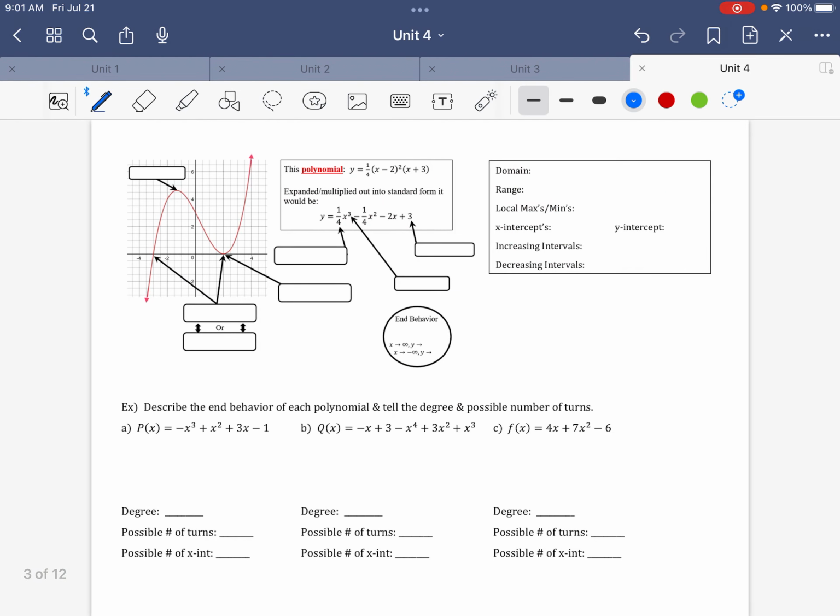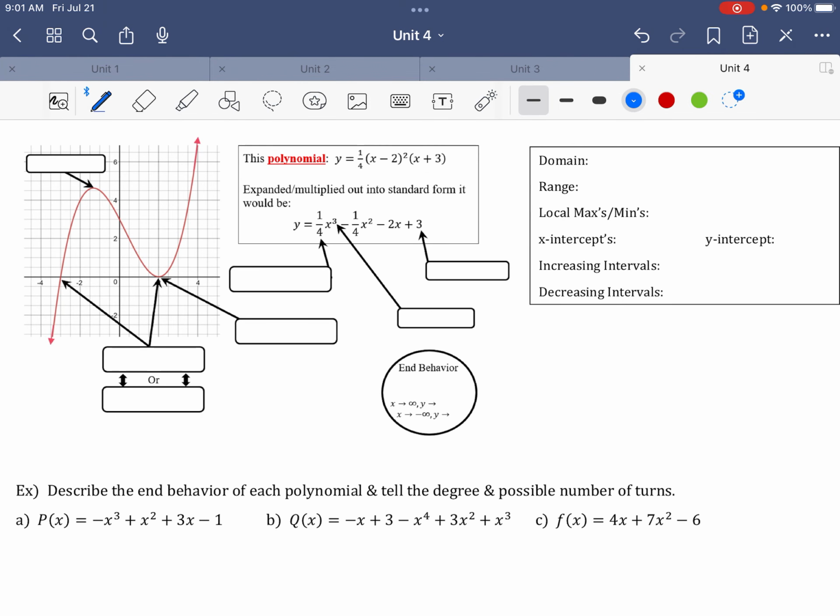All right, let's see what we got here. All right, let's do some of this vocabulary here. So we have a polynomial here, and you do have the equation. And what I did is I had that 1/4 right there. I wrote this x minus 2 twice, and the x plus 3, and I took that and multiplied it all out, and this is what I got. So you don't have to do that right now, but I'm just showing you the different formats.